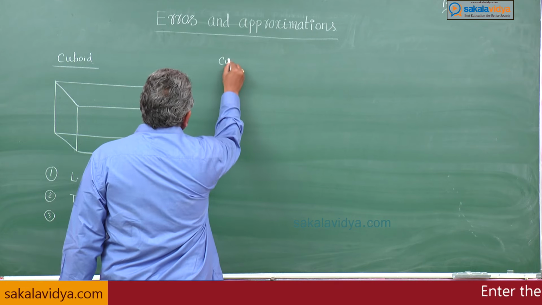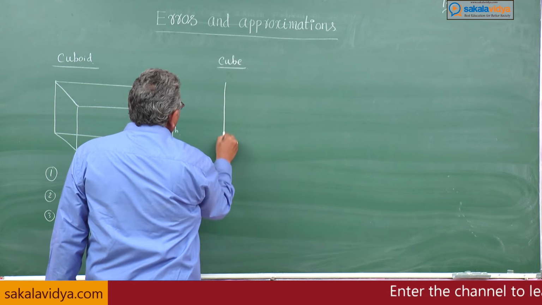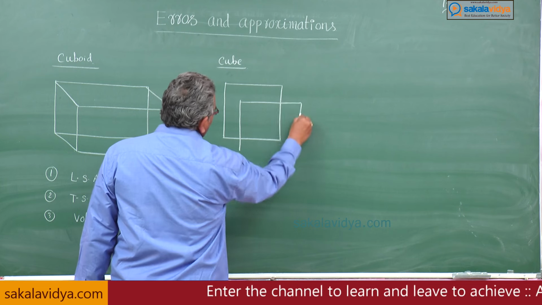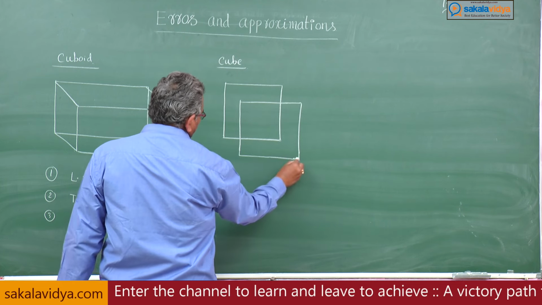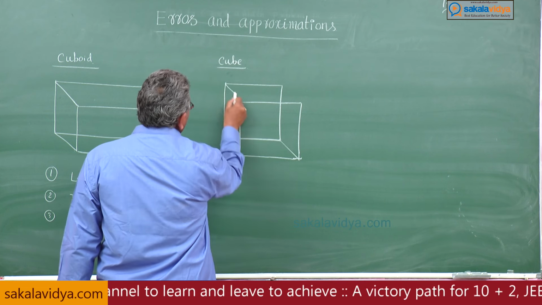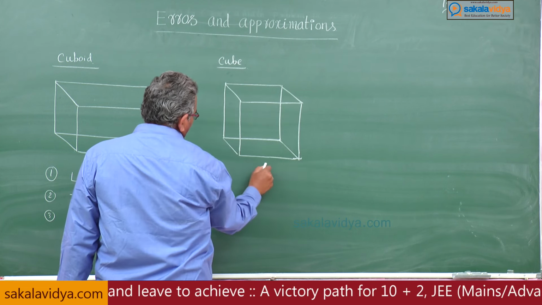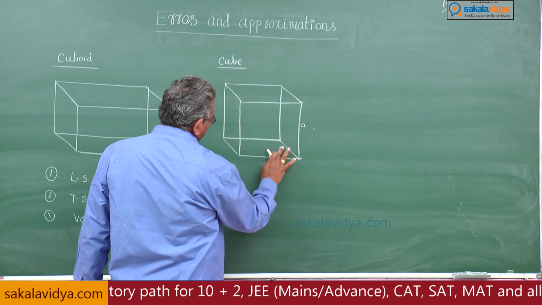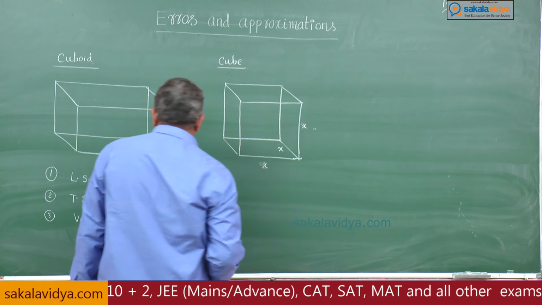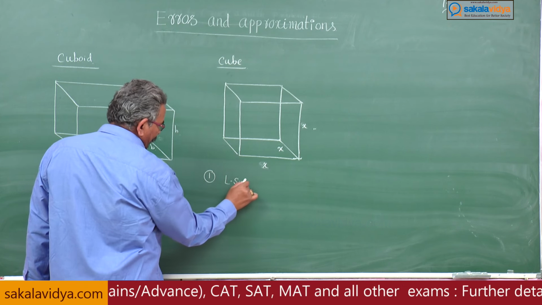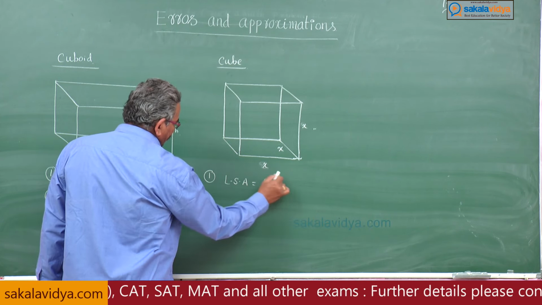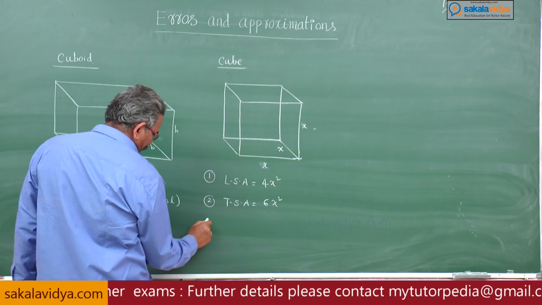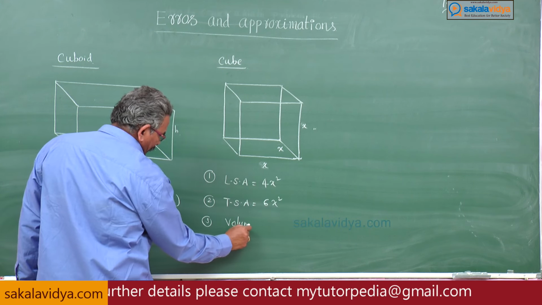Next, cube. So cube means all the sides are equal. Each side is A, or you can say x, better. So first lateral surface area: 4x square, total surface area: 6x square, third, volume: x cube.